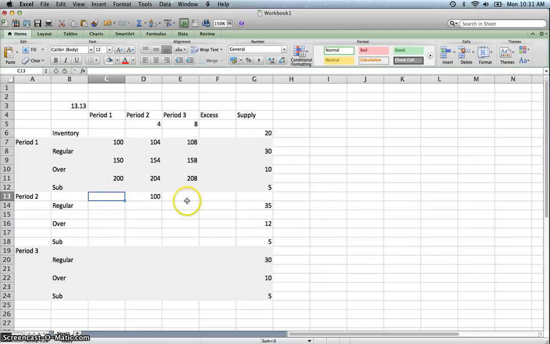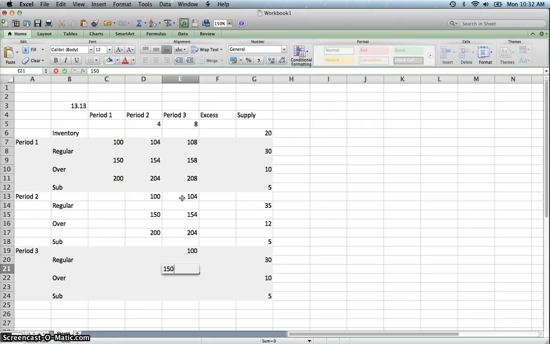But in this case, they don't allow any back orders. On your homework, you actually do one without back orders and one with back orders. But in this case, we don't have that. So 104, this becomes, overtime becomes 150, and then 154, and then 200 and 204. And then down here, once again, we don't allow any back orders, so you can't produce anything in period three for period one or period two. So we'll just have the 100, the 150, and the 200.